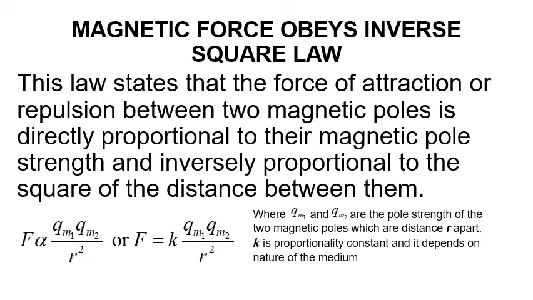Magnetic force, or the inverse square law. This law states that the force of attraction or repulsion between two magnetic poles is directly proportional to their magnetic pole strength and inversely proportional to the square of the distance between them.